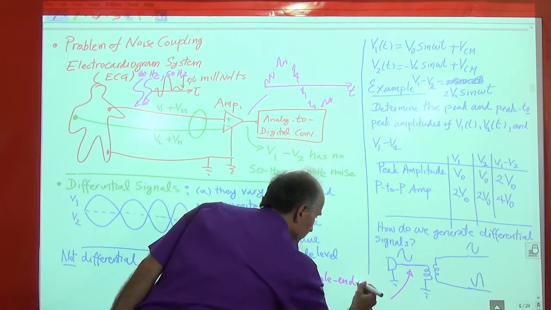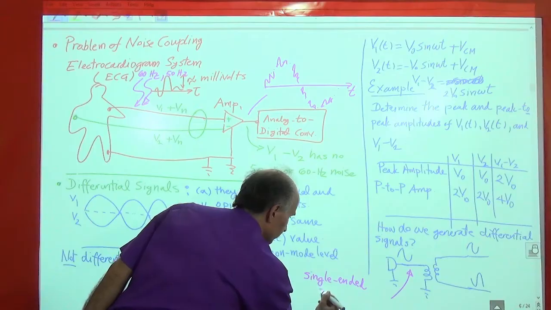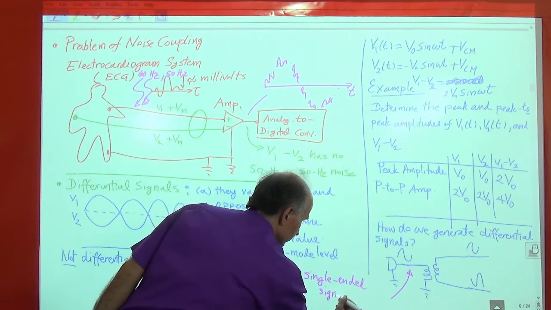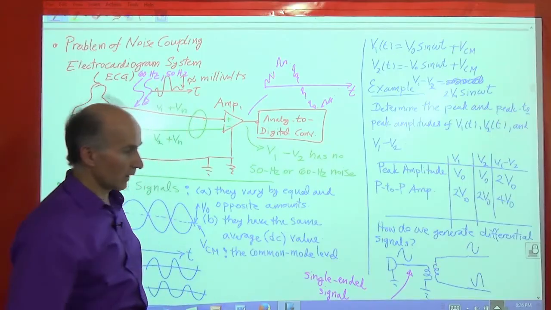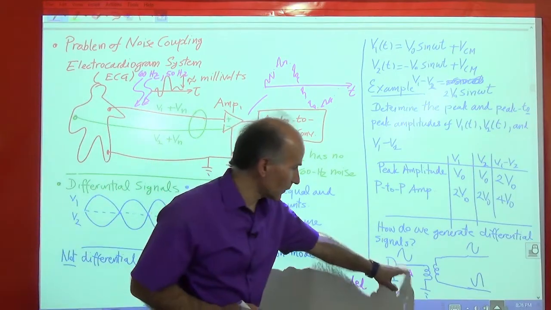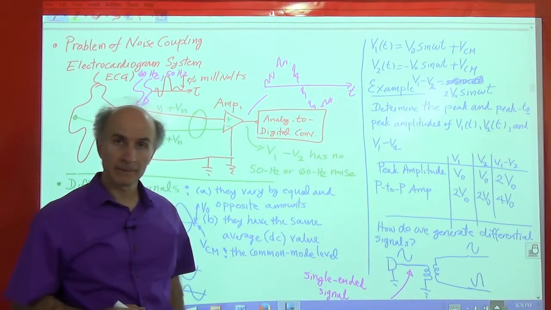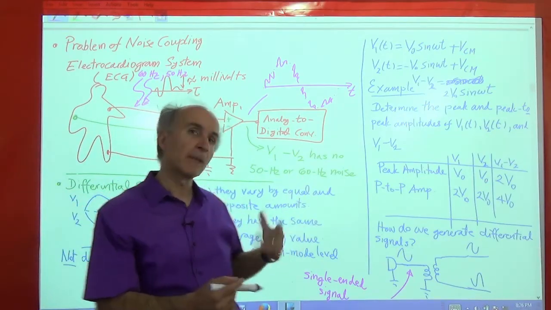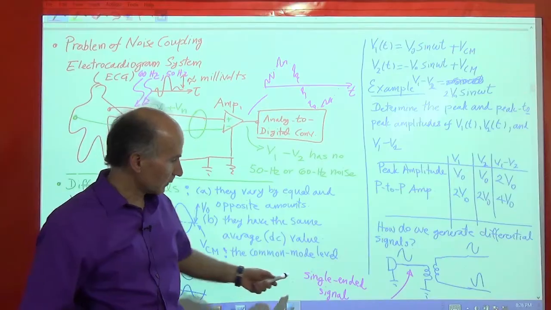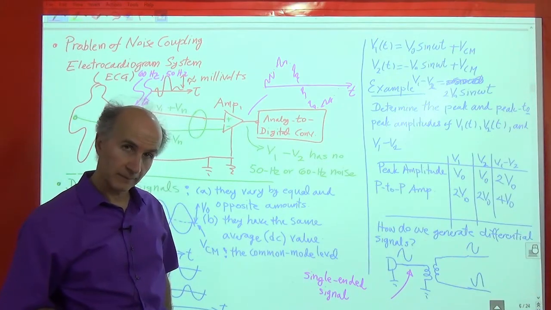single-ended signal. So a single-ended signal is one that is measured with respect to ground. Okay, it's just one signal, like all the signals we've seen in electronics, right? It is measured with respect to ground. That's what we call a single-ended signal.